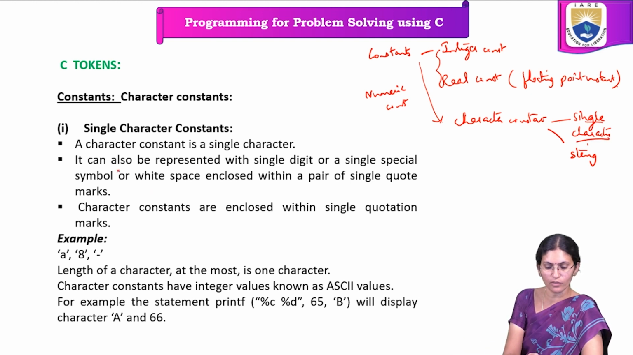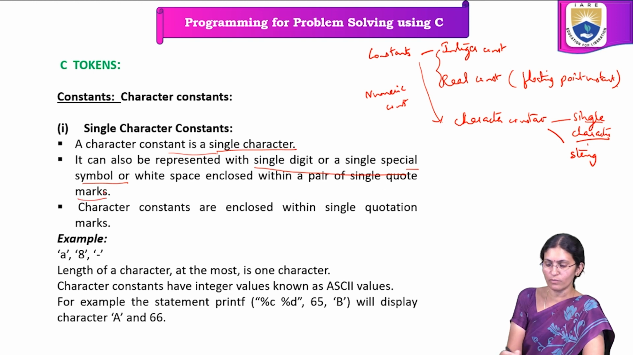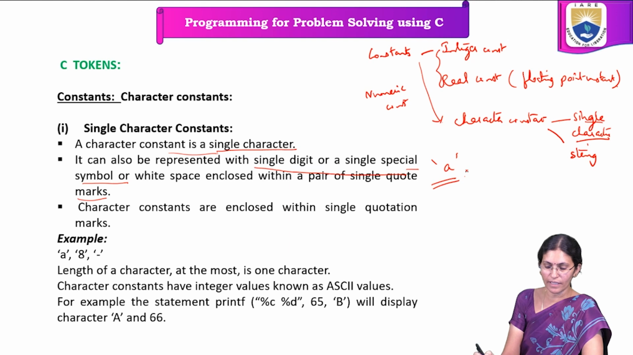First we will see the single character constant. A single character constant consists of a single character. It can be represented with a single digit, a single special symbol or white space enclosed within a pair of single quote marks. For example, if you write this, this is a single character constant. Character constants are enclosed with single quotation marks.